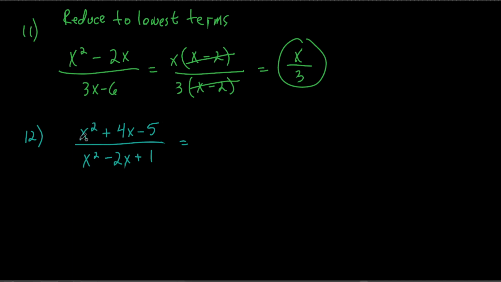You can't cancel this. You cannot cancel the x squared and the x squared because this x squared is being added to something else. So you cannot cancel it out. You can't stress that enough. Students try to do that all the time. All right, let's go through. We're going to factor this thing right here.